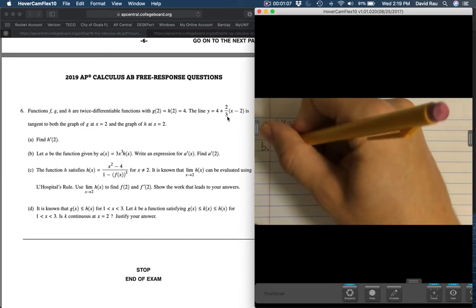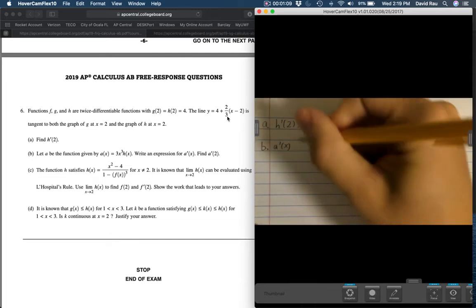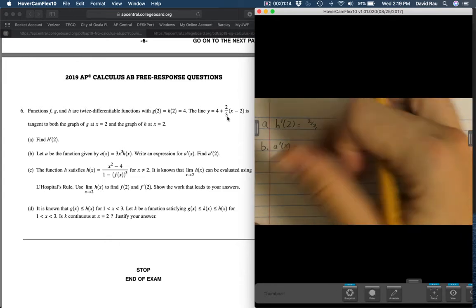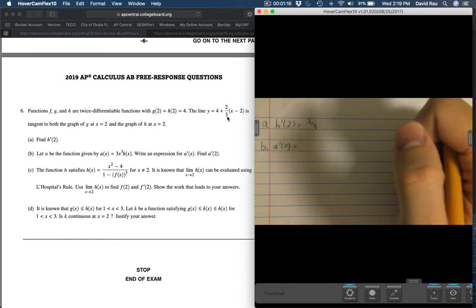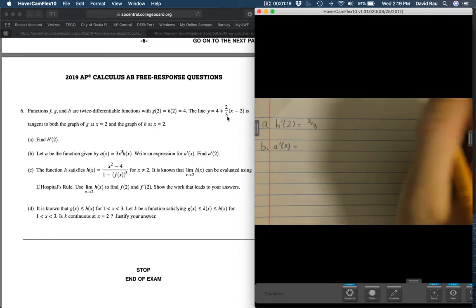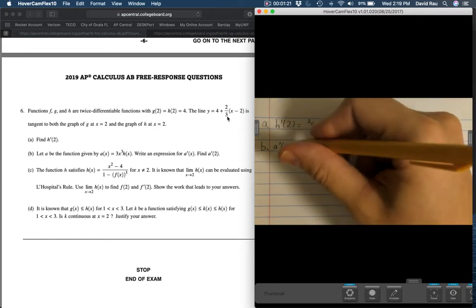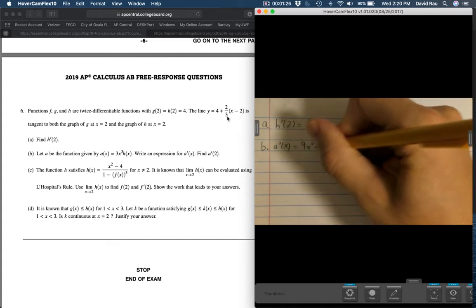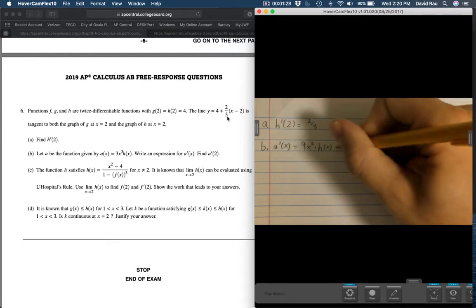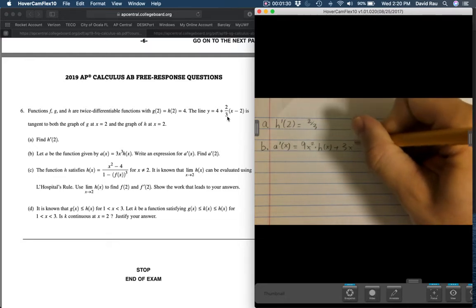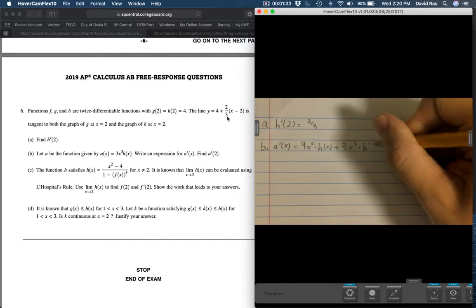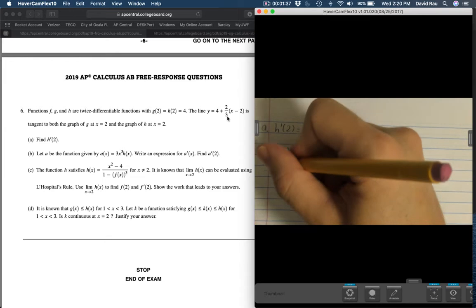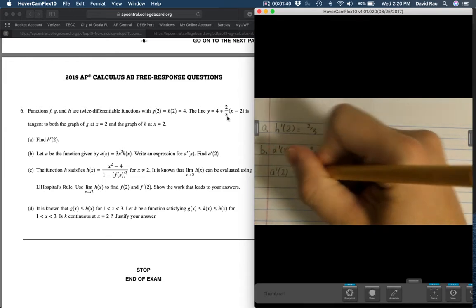Up next, for part B, if we let a be that given function and we want a prime, the big key to getting your first point is noticing that there's a product rule going on here. So I'm going to think of 3x cubed as one entire function as opposed to 3 and then x cubed. So we have 3x cubed and h of x. So the product rule, for me, I usually derive the first, so now I have 9x squared times h of x, which hasn't changed yet, plus keep the 3x cubed and derive the h of x, which is h prime of x. And then from there, they want a prime of 2.